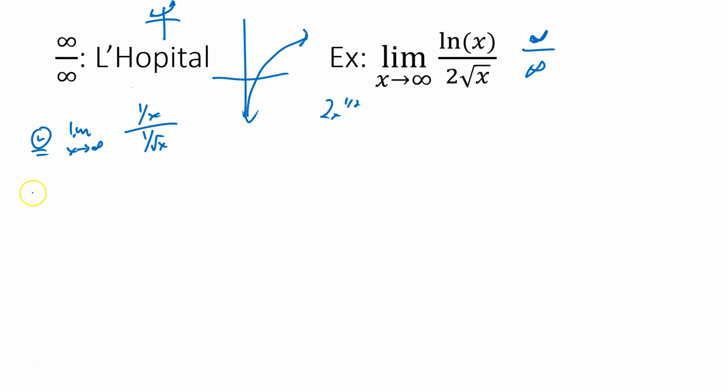Now I'm going to rewrite this. So this is the limit as x approaches infinity. I'm just going to multiply by the reciprocal of the denominator. So we have root x over x. We plug infinity in now, we still have infinity over infinity, so I'll have to do L'Hopital's rule again.